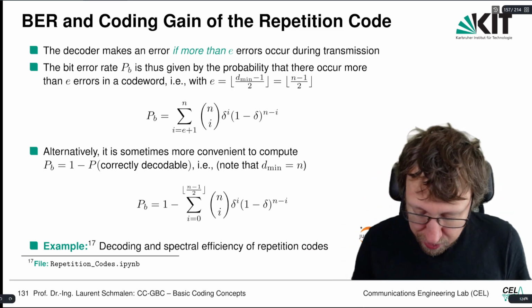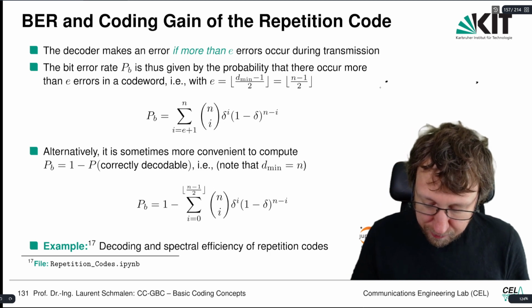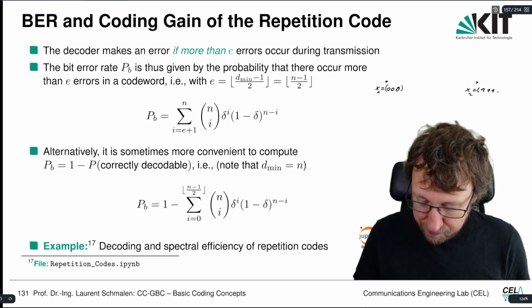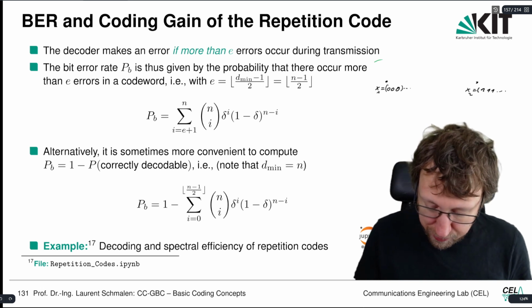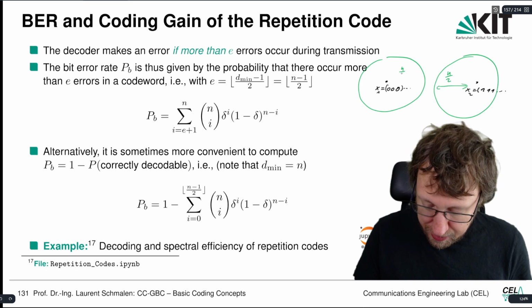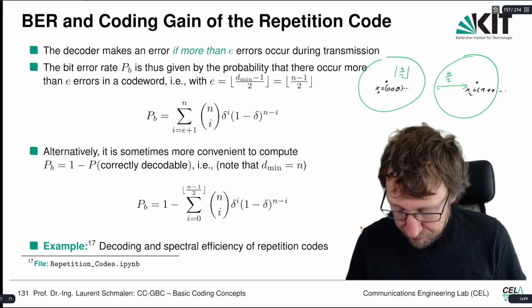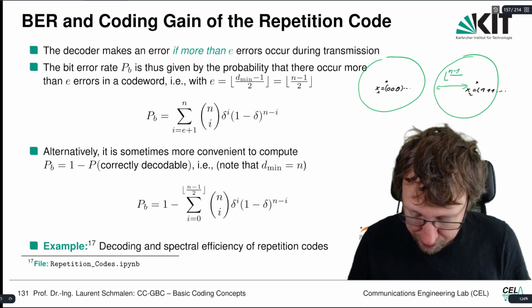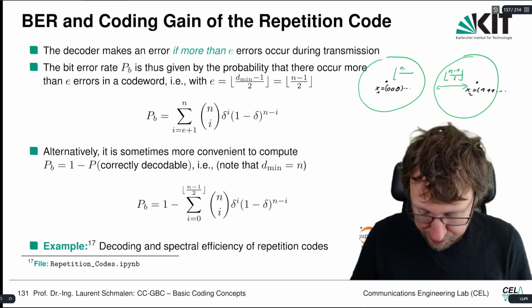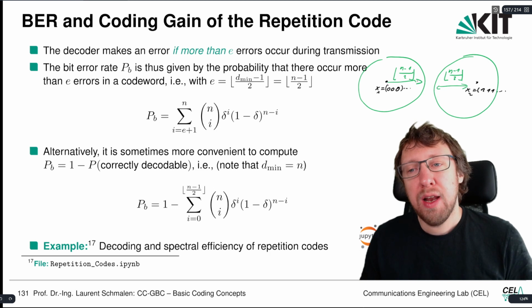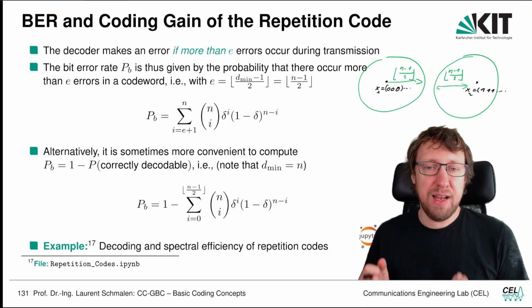So imagine we have these 2 code words. We have x1 equals 0, 0, 0, and x2 equals 1, 1, 1, possibly even extended. And then we put 2 spheres around this. The radius of these spheres is (n minus 1) divided by 2. And these spheres are not overlapping. But if we make more than (n minus 1) divided by 2 errors, then we jump into the wrong sphere, and then we have an error.